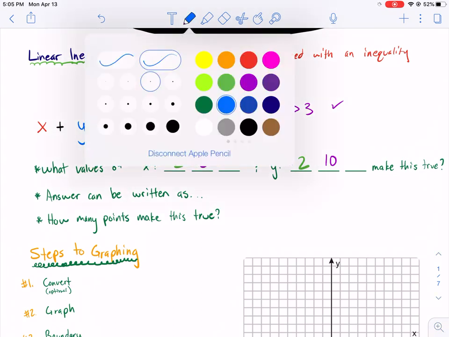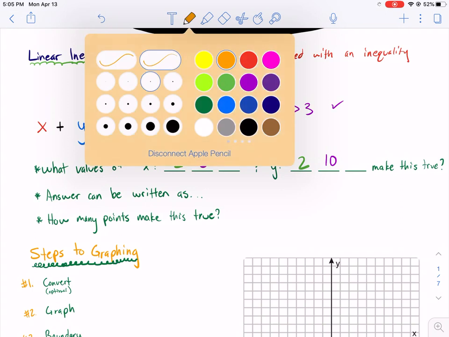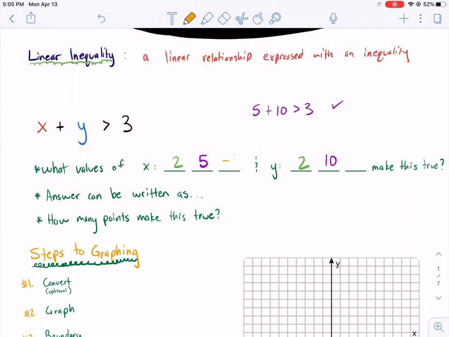Now I could use negatives if I wanted to. Let me use a different color, let's use orange. I could say x could be -1. So if that's -1, then y could be something else. y could be 14. -1 plus 14, is that bigger than 3? Yes, it is. Okay. So there's a lot of different possibilities.